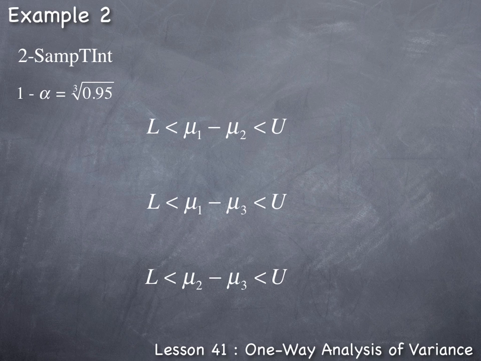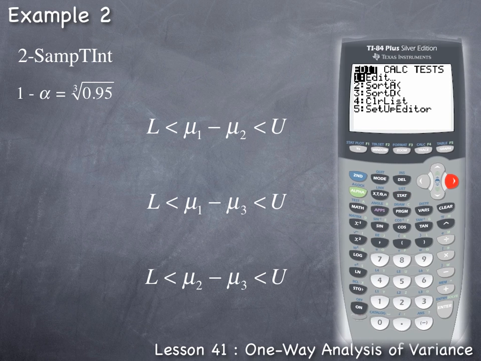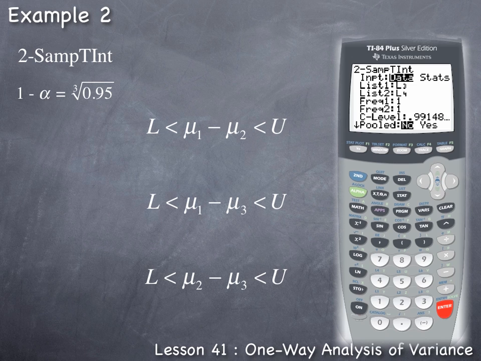So, to conduct a 2SampTInt command on the TI-84 calculator, we would press stat, arrow over to tests, and then arrow down until the cursor gets next to 2SampTInt. And then we press enter to select. Here we have data that was inputted, and for the first pairwise difference between mu1 minus mu2, we need to use the data in list 1 and list 2.